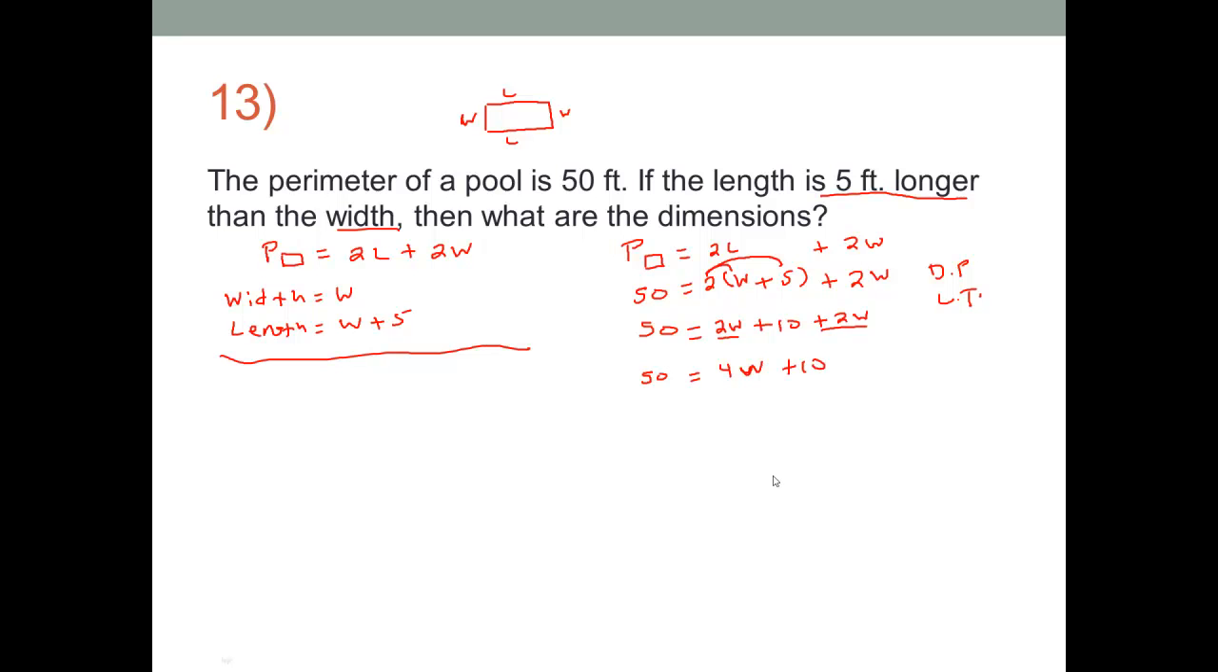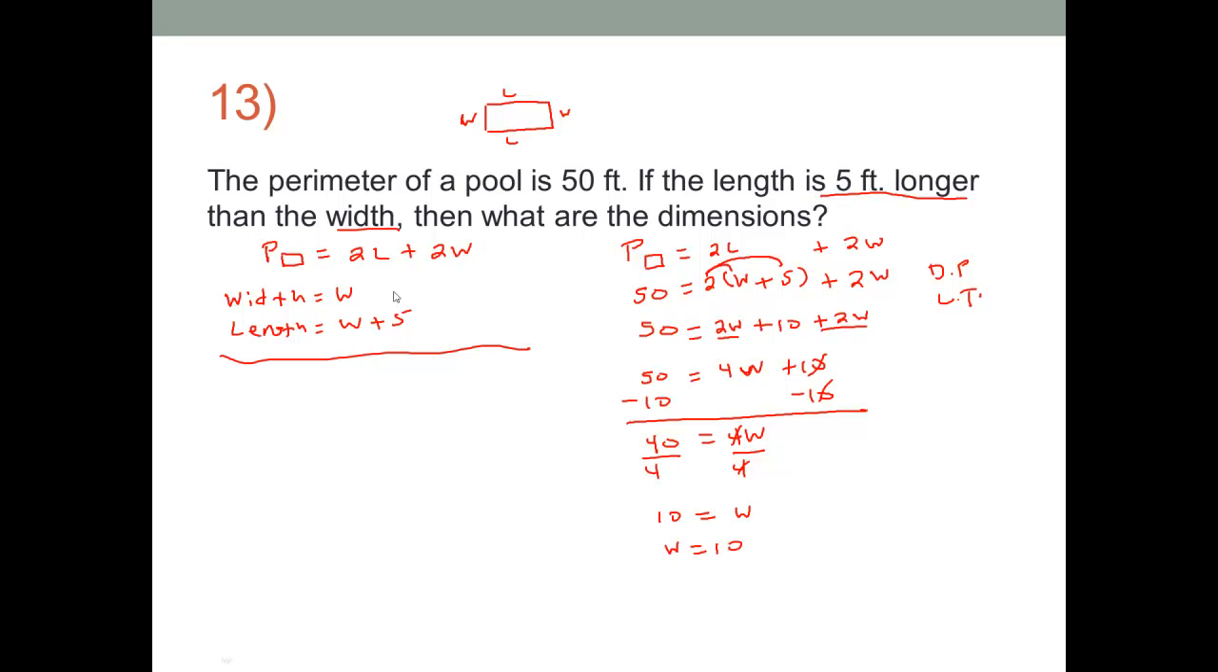Now we need to get our constants moved away from that variable term. So we need to subtract 10. Subtract 10. 50 minus 10 is 40. The 10 and the negative 10 over here will cancel out. Last step, we want to divide both sides by 4 to figure out what 1W is. So we find out that W is equal to 10, or 10 is equal to W.